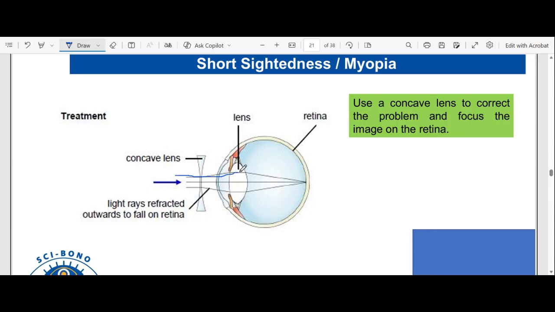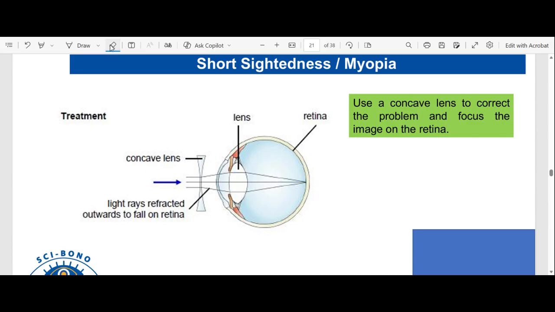When the light gets to your lens, your lens will focus the light on your retina, in your yellow spot to be specific. But they're already showing you here, so there's no need for me to draw it again. So your concave lenses will refract light outwards. When the light gets to your lens, then your lens will focus the light on your retina.